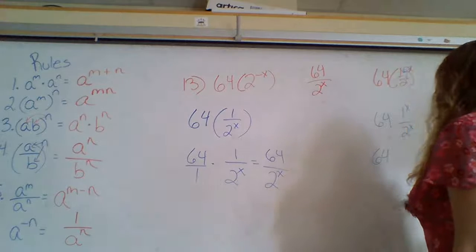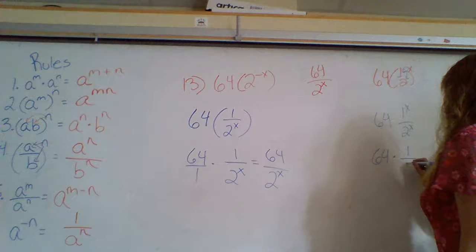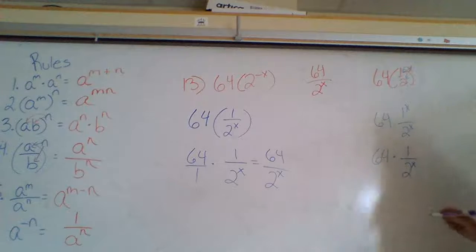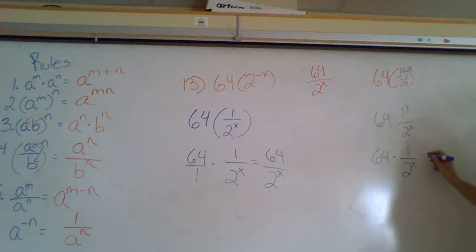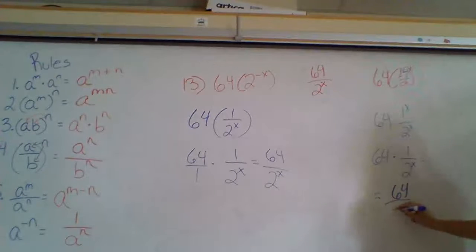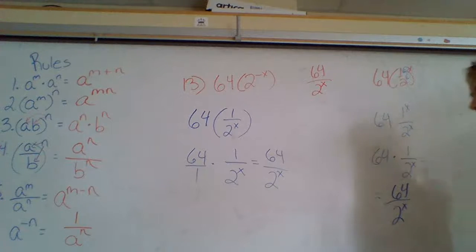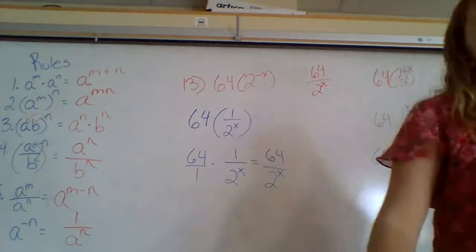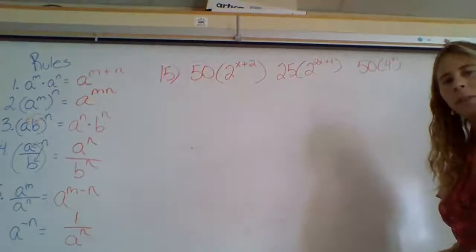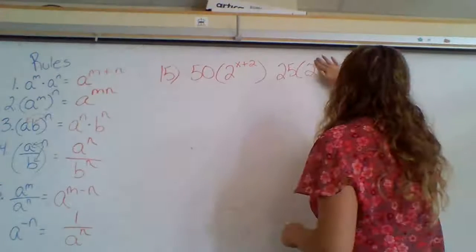Okay, so 64 times 1 over 2 to the x, and then you multiply across. I'll write it down here, and so you get 64 over 2 raised to the x. Ta-da! So they're all equivalent. Okay, this is number 15. Let me write this one a little bigger, 2x plus 1.